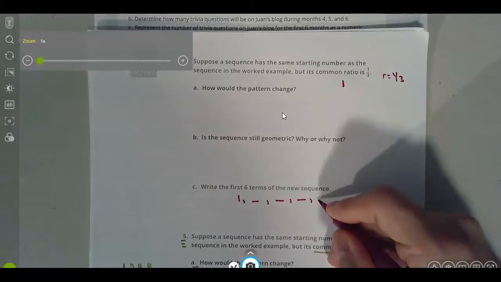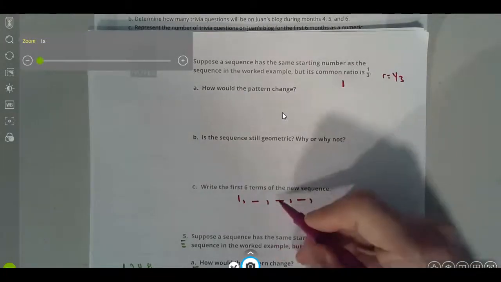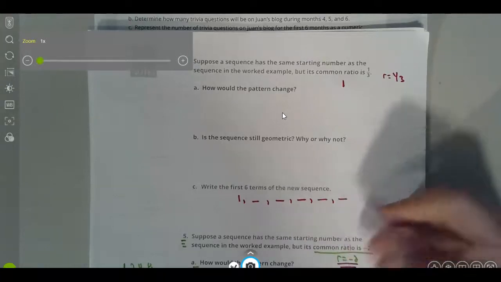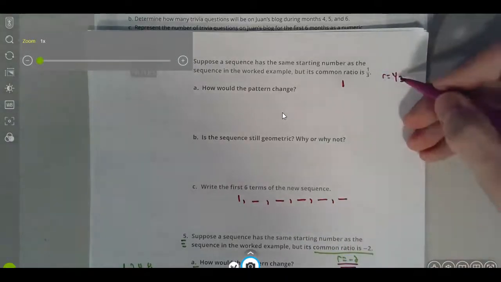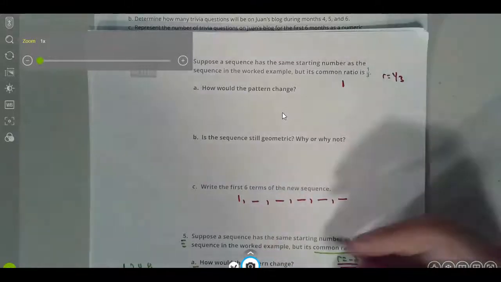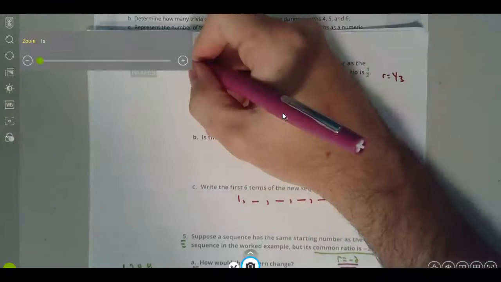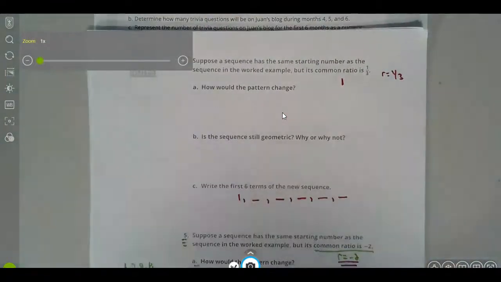So if we start off with 1, 2, 3, 4, 5, 6. If this is a common ratio of 1/3 and I started off with 1, what would be the next 3 terms of my sequence? So you could try that. I encourage you to try that, and we'll definitely talk about that tomorrow.